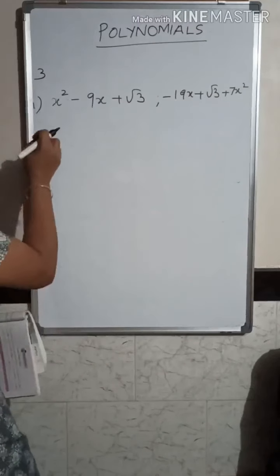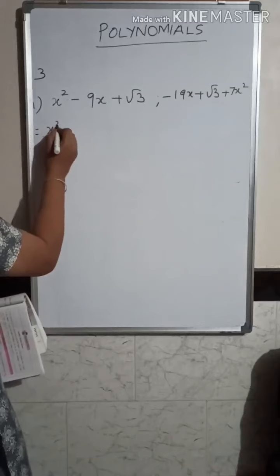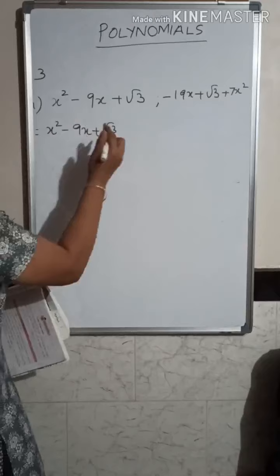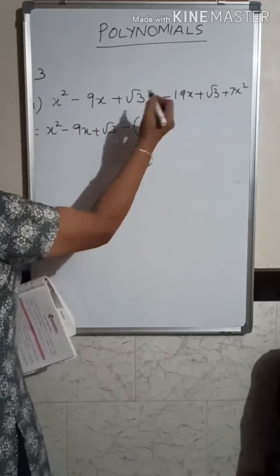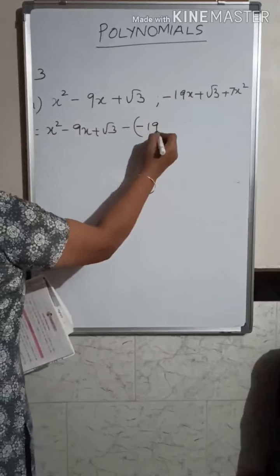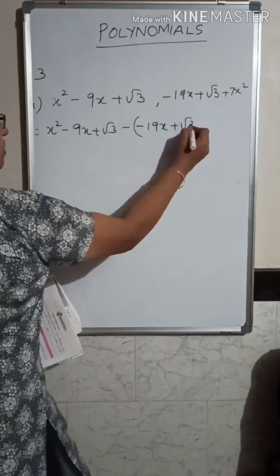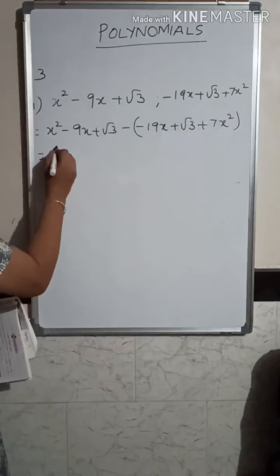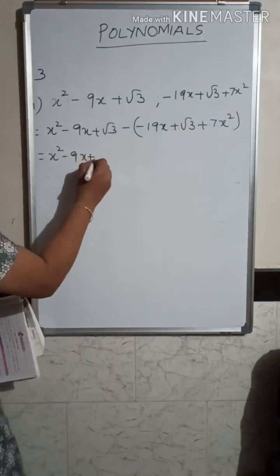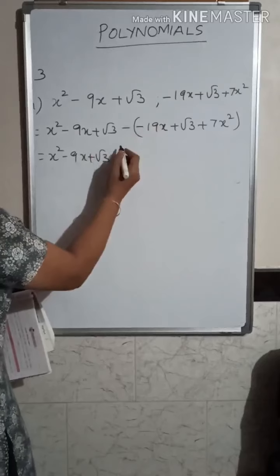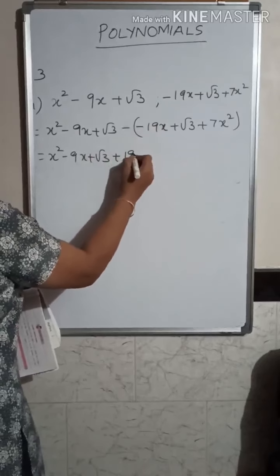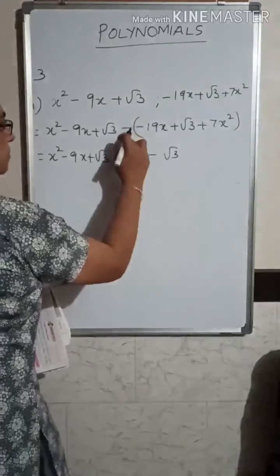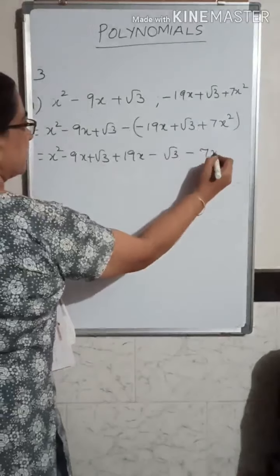First you have to write the first polynomial as it is, x square minus 9x plus root 3. Put the minus sign, then write the second polynomial, minus 19x plus root 3 plus 7x square. Now this will be x square minus 9x plus root 3, then remove the bracket with the minus sign: plus 19x, minus into plus will be minus root 3, minus into plus will be minus 7x square.